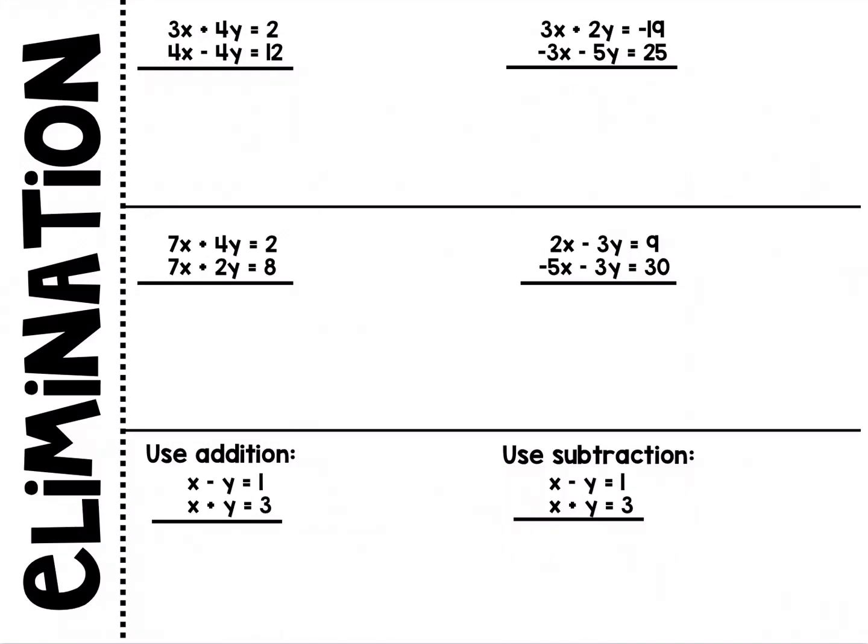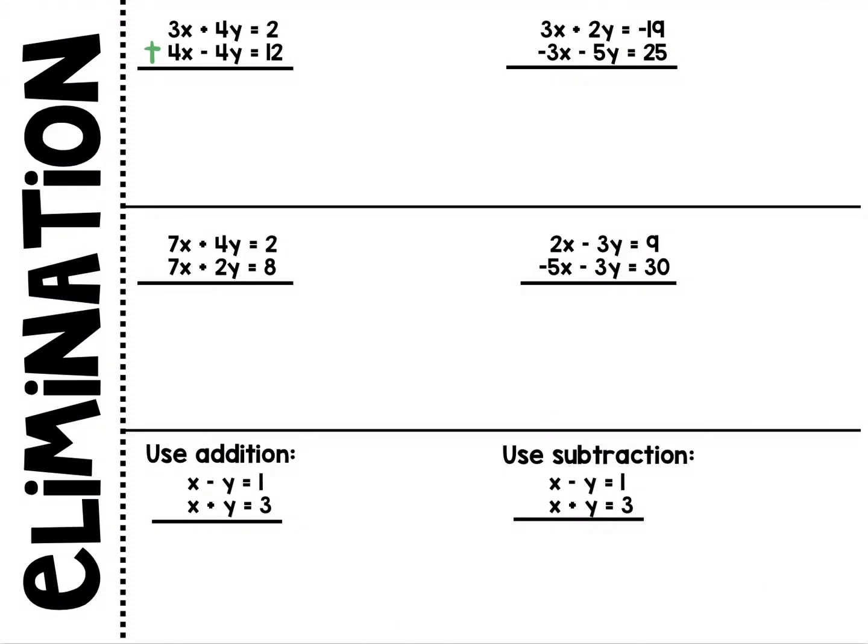So I have 3x plus 4y equals 2 and 4x minus 4y equals 12. What we're looking for is if they have the same coefficient. If you notice, these have the same coefficient, they're both 4s. That's where we can eliminate. Now we notice that one is addition and one is subtraction. Because they have opposite signs, we're going to add.